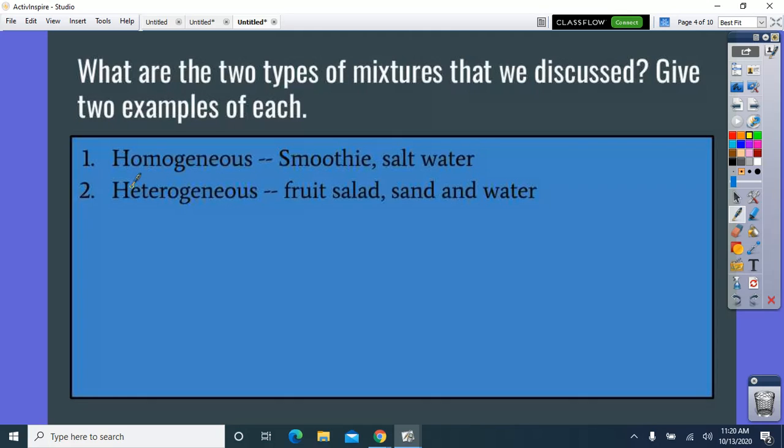Heterogeneous means that there are chunks or it's not uniform throughout. It's like a fruit salad. I can go in and pick out the strawberries because they're my favorite. The other example I gave was sand and water. All right, if you have a mixture of sand and water, the sand always settles out. It doesn't stay uniform throughout.